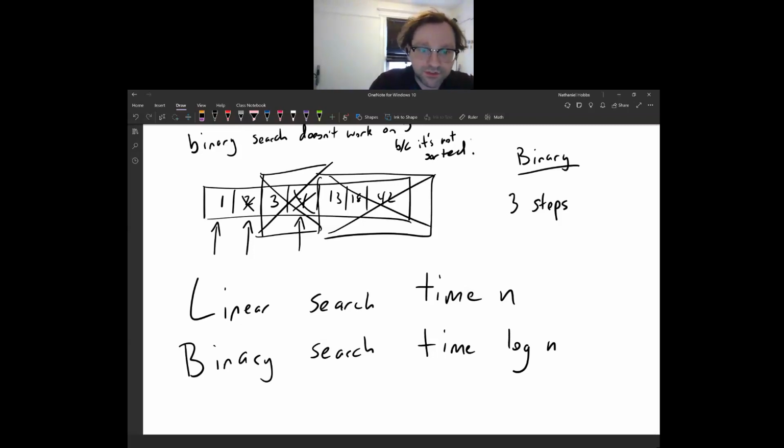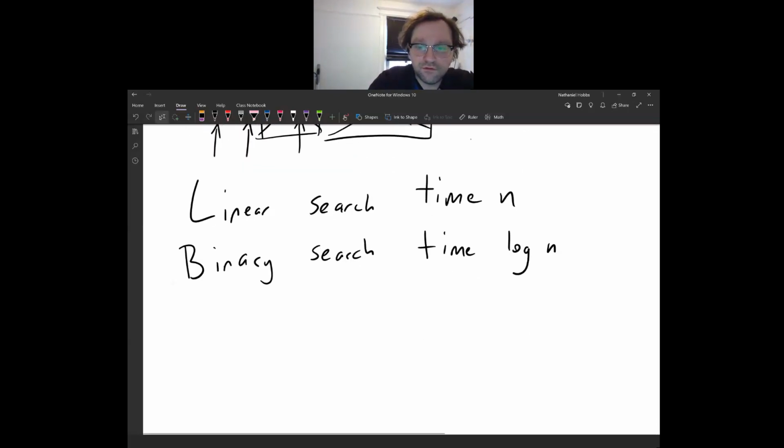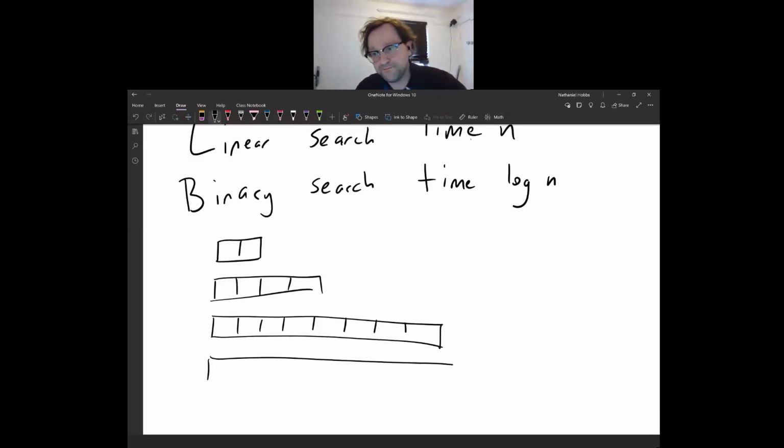Okay, why does it take time log n? Log base 2 of some number is how many times you can break something in half until you can't break it in half anymore. Okay, let's see that quickly through some simple examples. We'll start with an array of 2, and then an array of 4, and then an array of 8, and then an array of 16, and by then I'm sure you'll get the point.